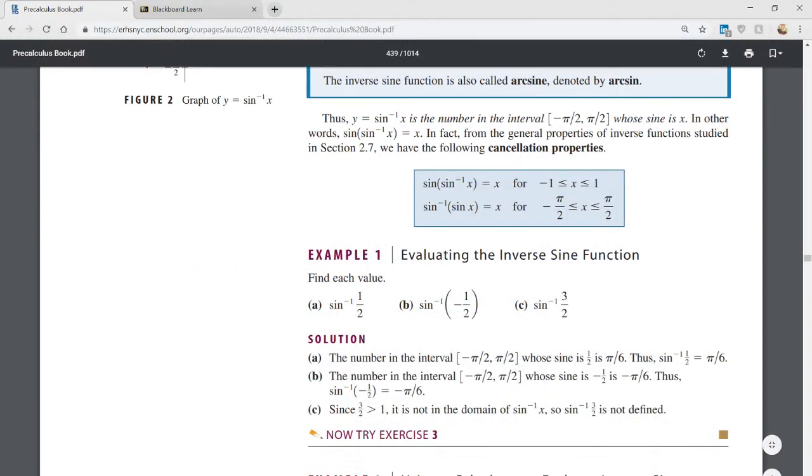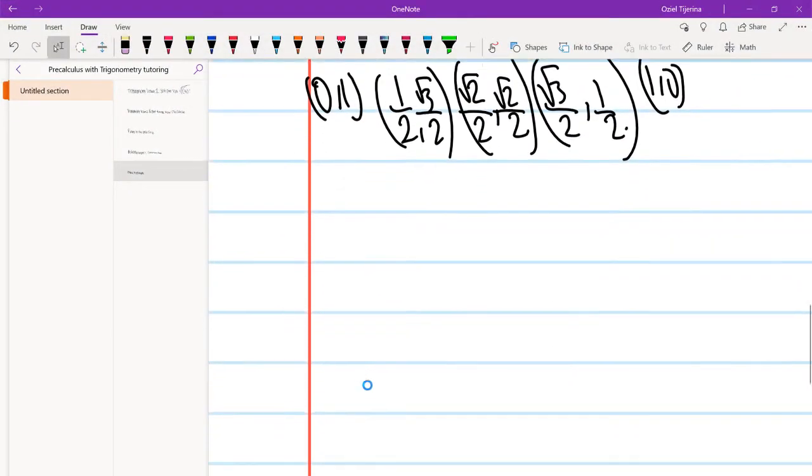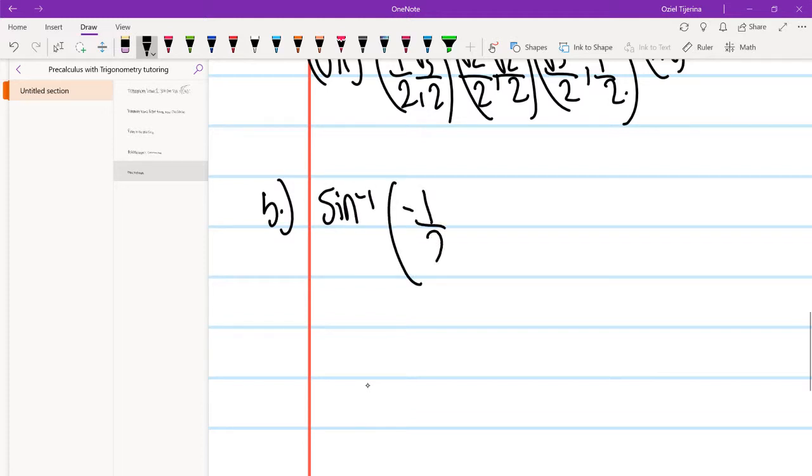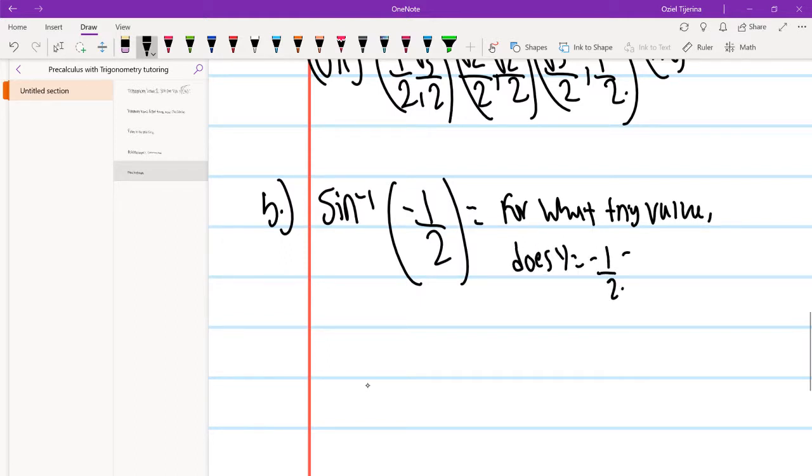And yeah, like it says here, it's equal to pi over 6. For part B, sine inverse of negative 1/2 would be like asking for what value, for what y, for what trig value does y equal negative 1/2?